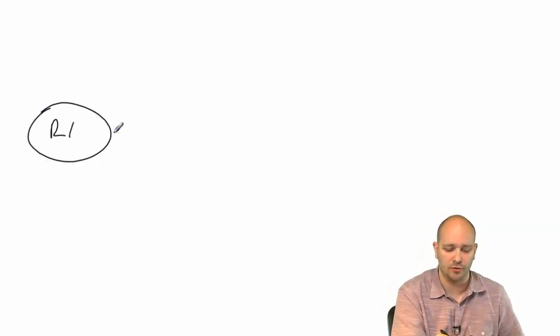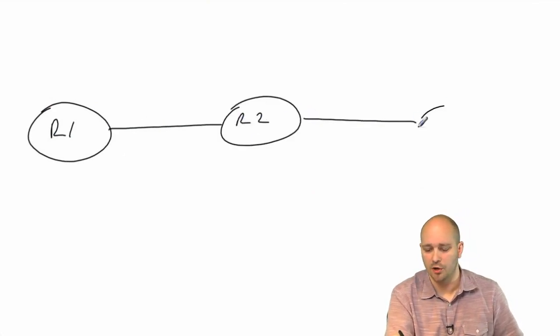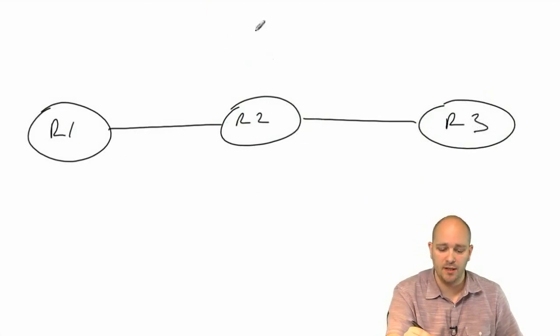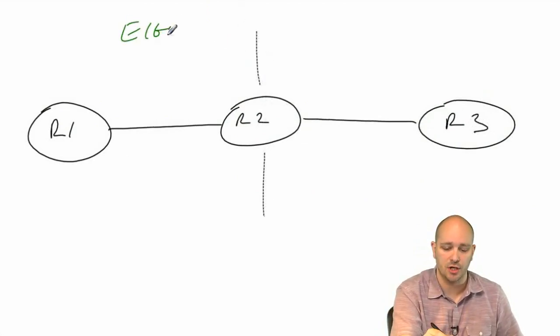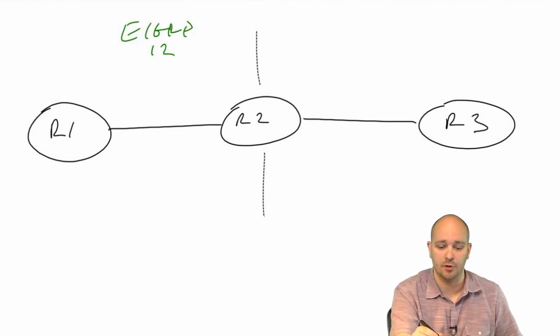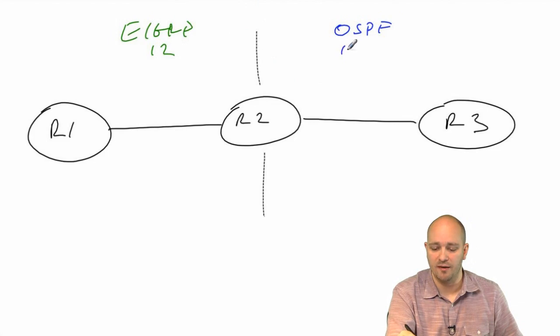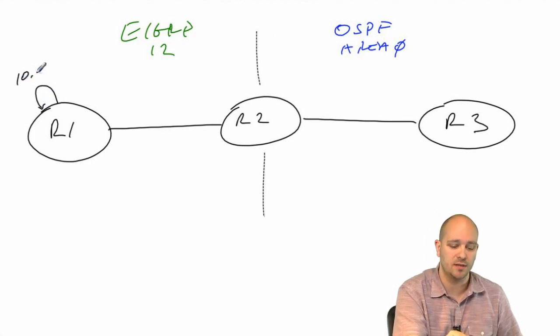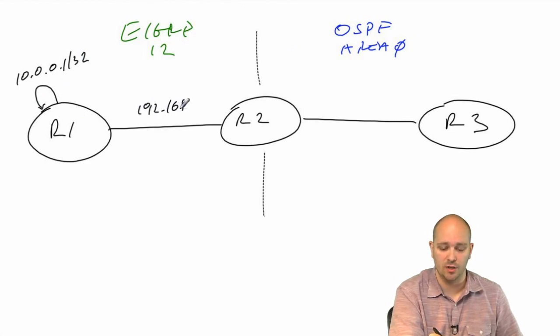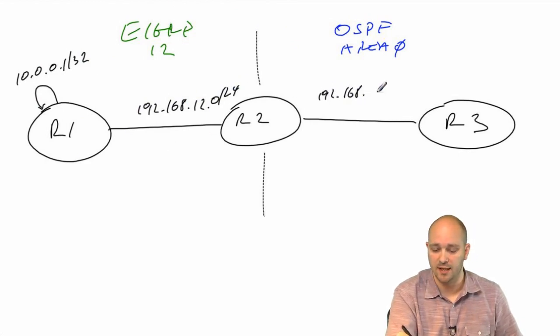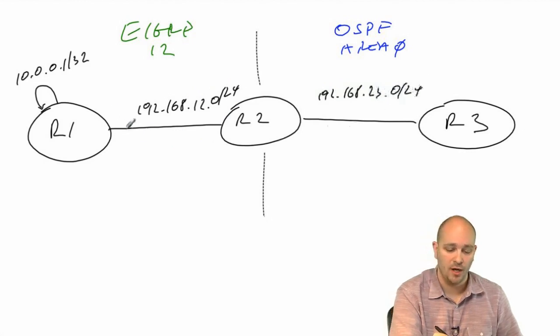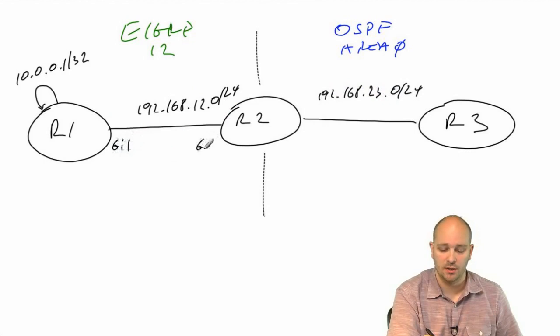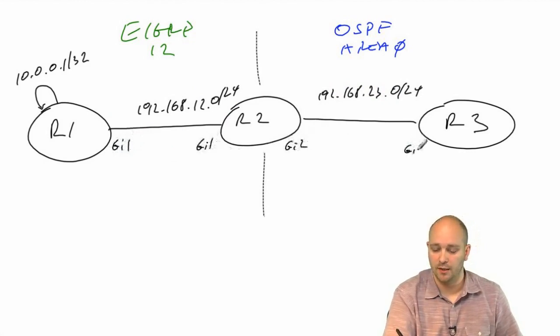Let's say that we had three routers, R1, R2, and R3. And let's say that between R1 and R2, we were running EIGRP, and let's say that this is going to be AS number 12, and here we were running OSPF in area 0. And let's also assume that on R1 we have some loopback interface with the IP address 10.0.0.1/32, and let's say that this here is 192.168.12.0/24, and that this here is 192.168.23.0/24, and this here is going to be gigabit interface 1, gigabit 1, gigabit 2, and gigabit 2.